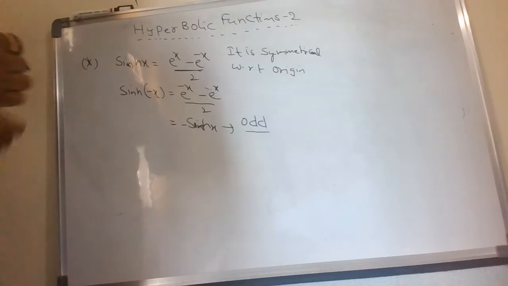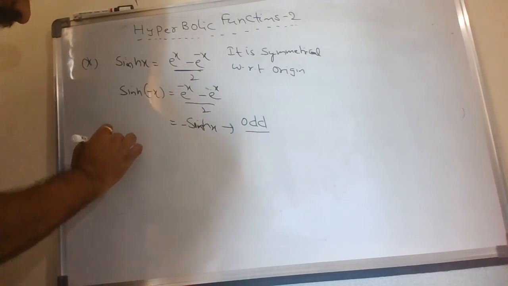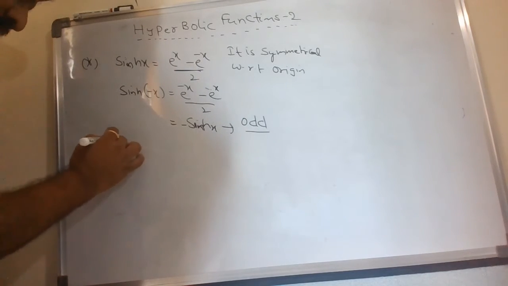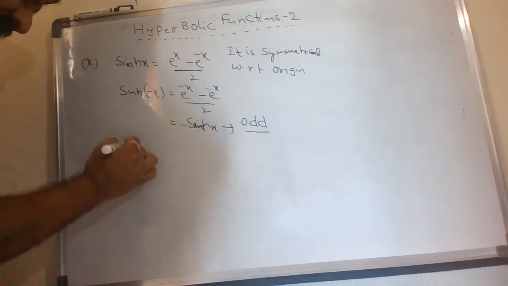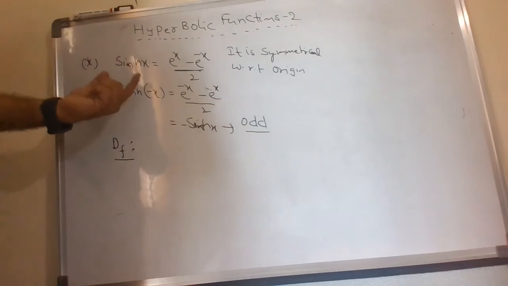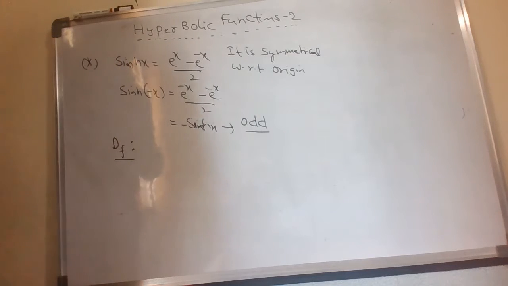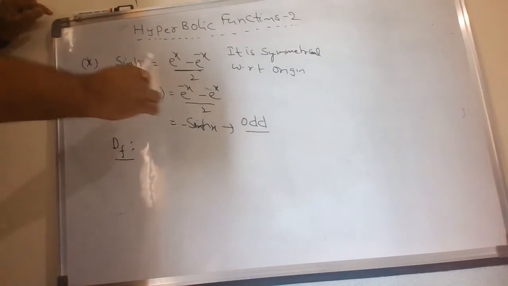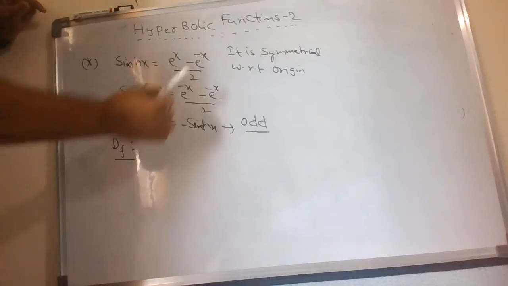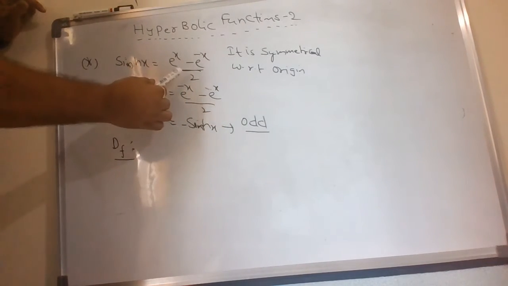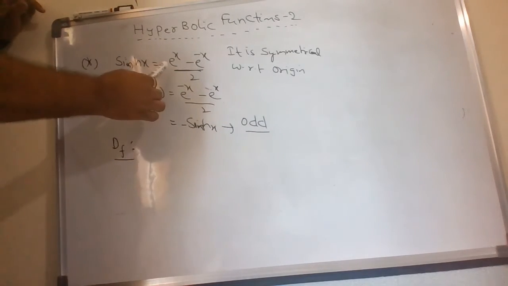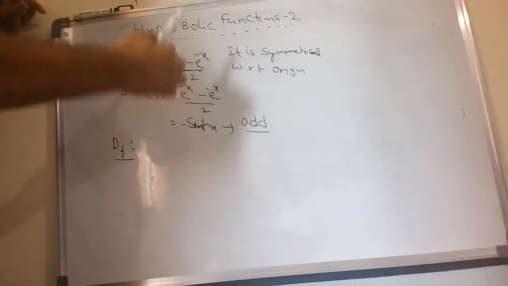To find the domain, I am writing it shortly as D sub f. The domain of any function is nothing but the set of all inputs, that means the possible values of x that I can give to the function. If I take e to the power x minus e to the power minus x, the whole divided by 2, I check whether any dangerous values are there. Here nothing is dangerous. The function is defined for every value of x.